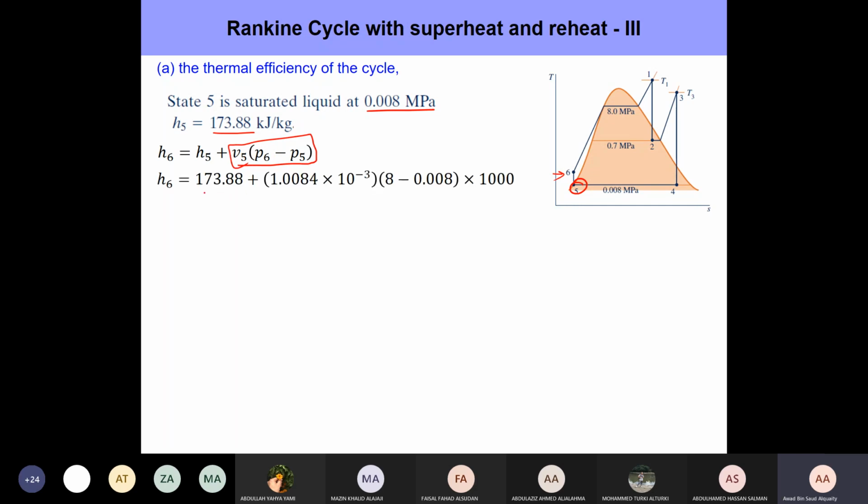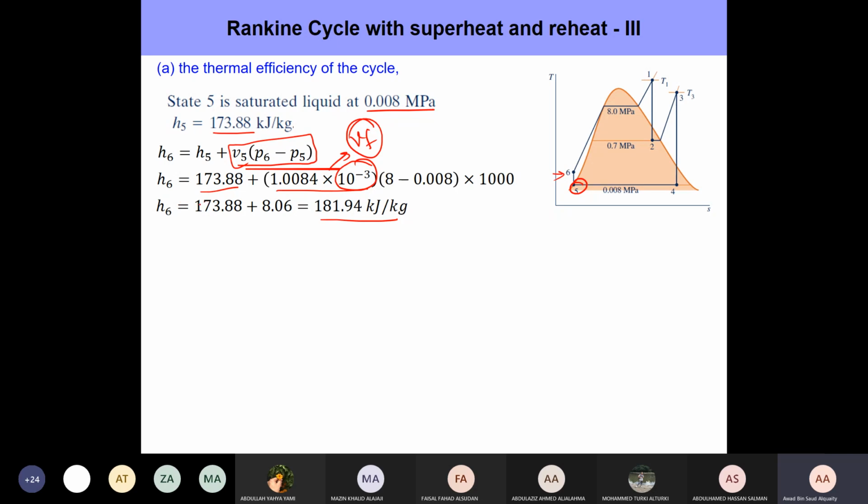All right. So this is H5 plus specific volume. You've got to be careful about dividing by 1000. This typically happens when it's written for VF. So as long as you take care of that, this is pretty straightforward. Okay, and H6 comes out to be 181.94. Now this is something very similar to what we discussed before, and calculating the enthalpy at the exit of the pump is something that I like to give. So make sure you understand this and look for it.